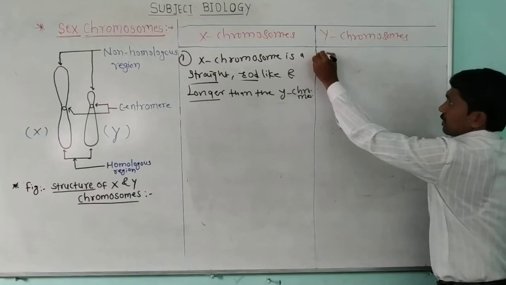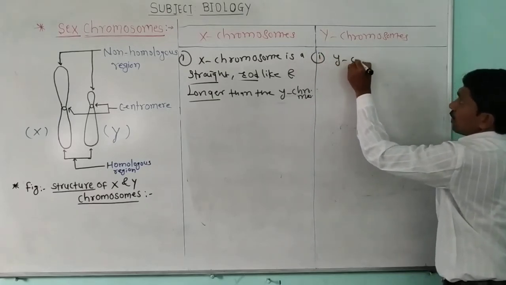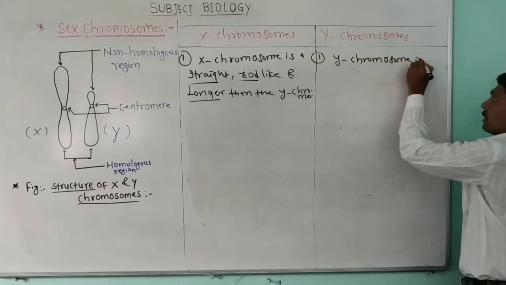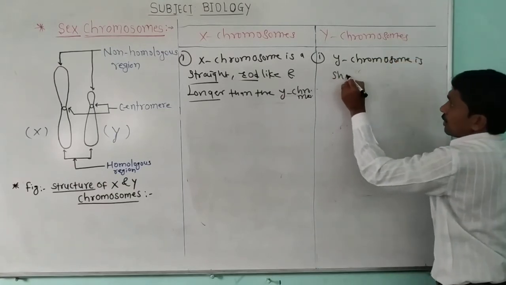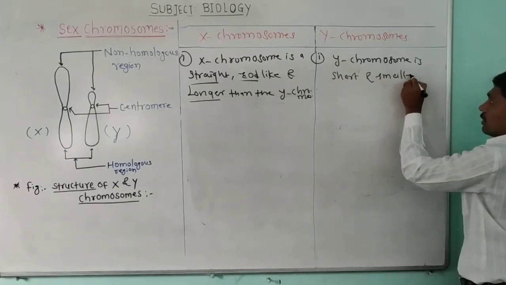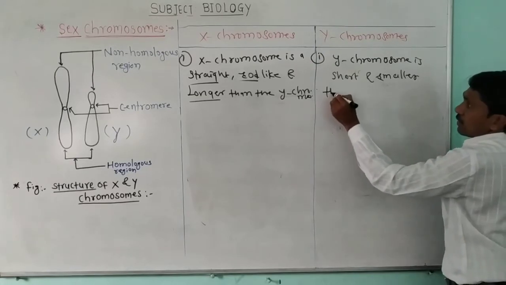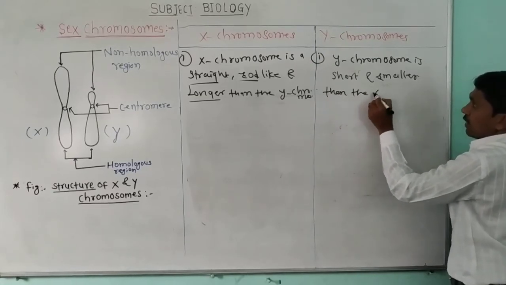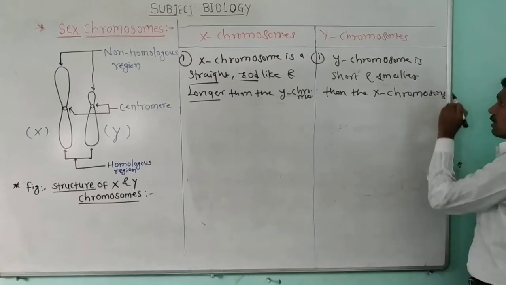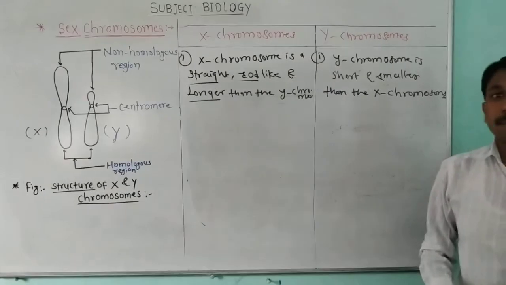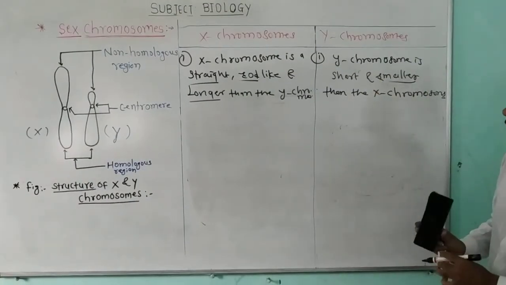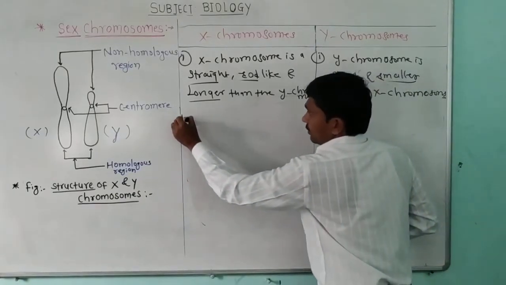In the sense, the Y chromosome is shorter and smaller than the X chromosome. That is the main difference. The Y chromosome is short, smaller than the X chromosome. That is the first differential point.